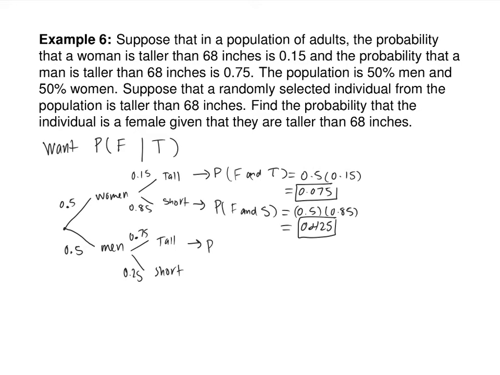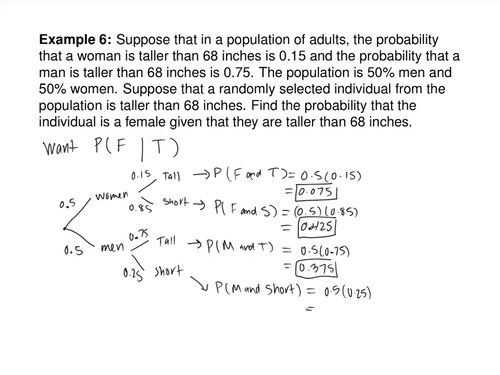So, female and tall, female and short, yep. Okay, how about male and tall? 0.5 times 0.75, which works out to be 0.375. And then this one's going to be male and short. So that'd be 0.5 times 0.25, which multiplies to 0.125.